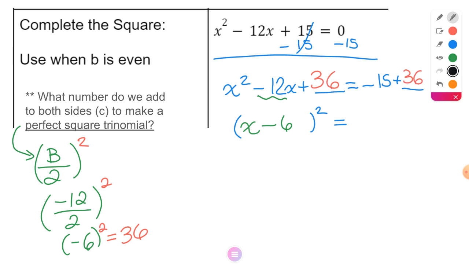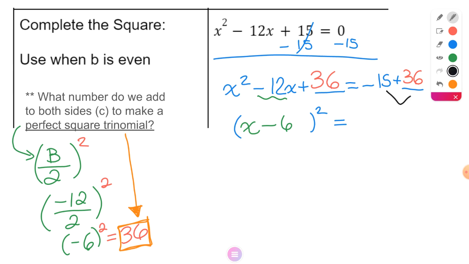Okay, now if you're specifically asked what number has to be added to both sides to make it a perfect square trinomial, that is the 36. You do not have to go any further. Please make note of that. You need that information. All right, back to the big picture.